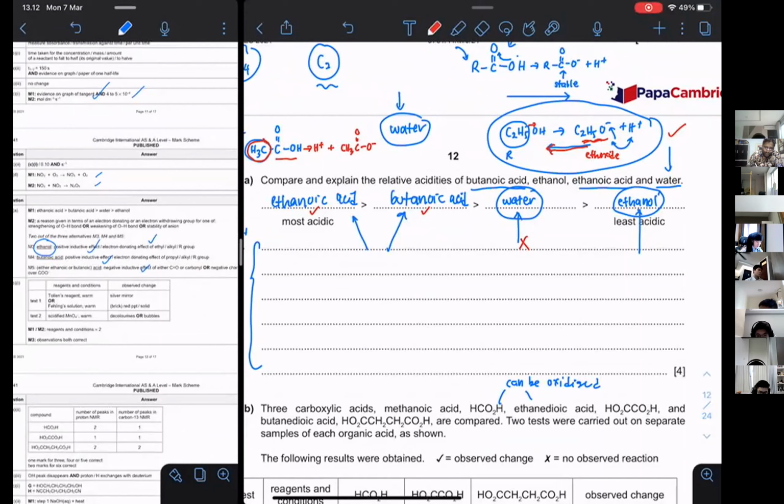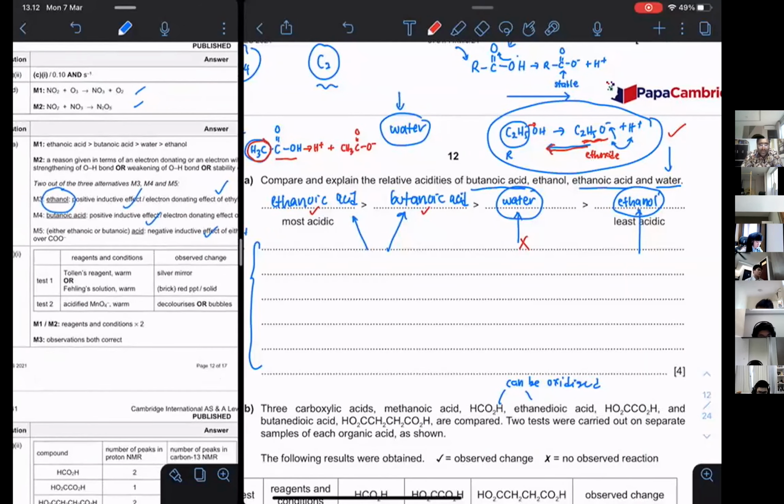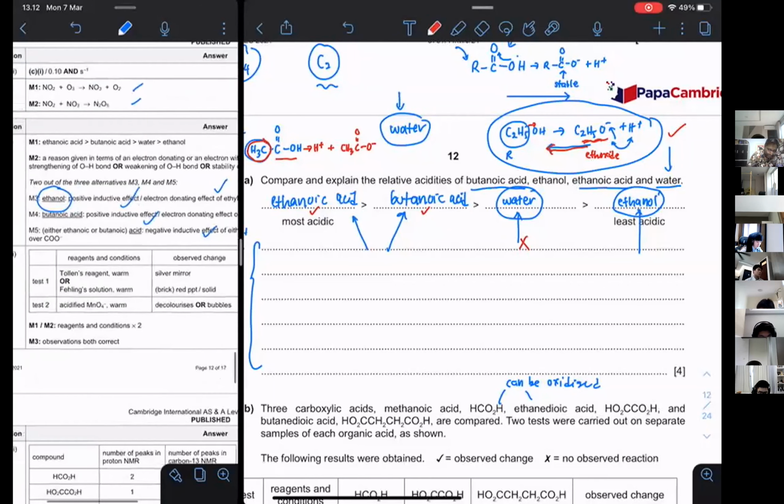Then nothing to do with water. You won't even find anything about water over here. So the next part is that you put them together. Carboxylic acid. Then you talk about the negative inductive effect.